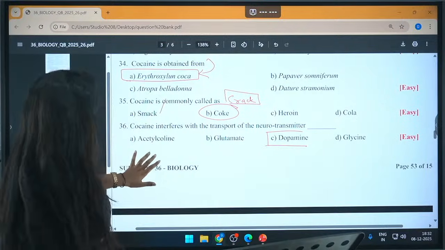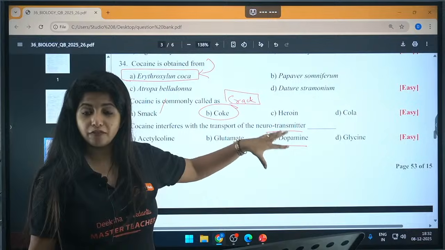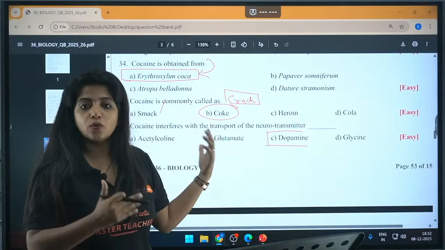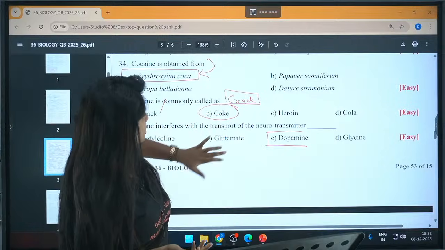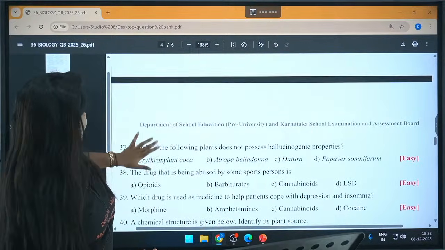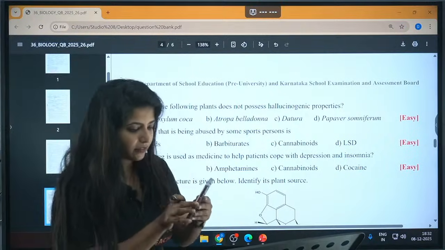So dopamine was the thing that causes euphoria and that is being affected, which is why after having cocaine, my dear children, there's a sense of happiness and also hallucination. You will start to see that cows are flying. Now 37th question, try to solve this question.